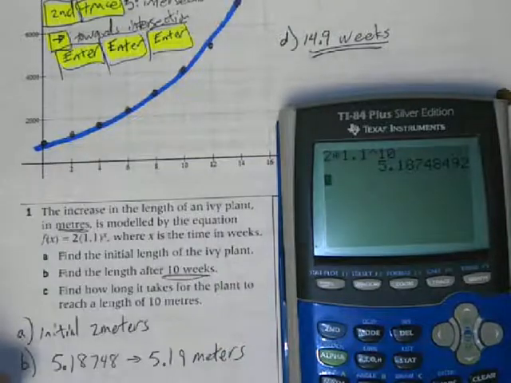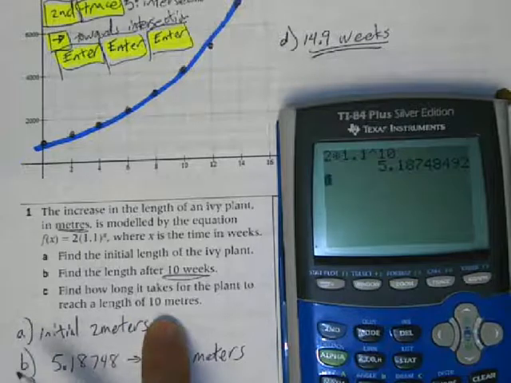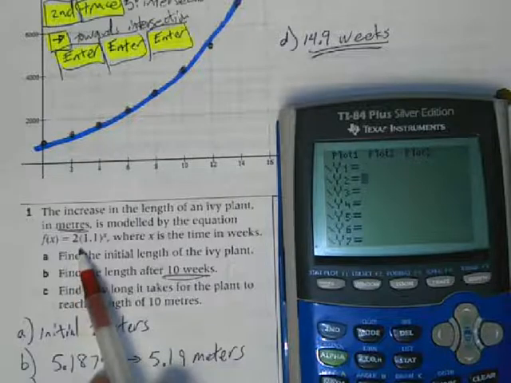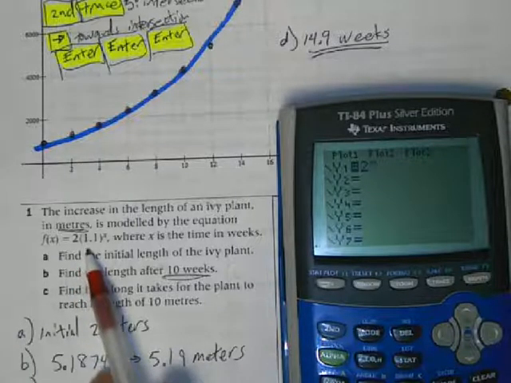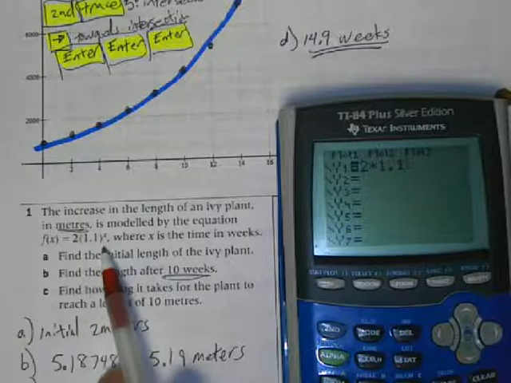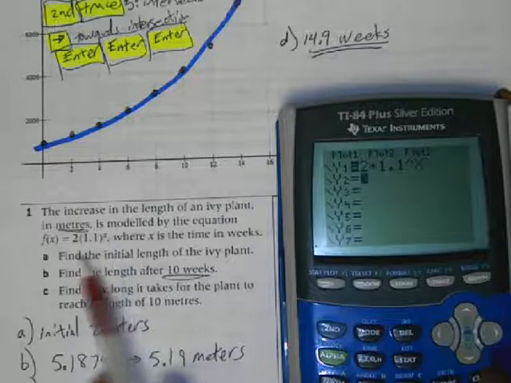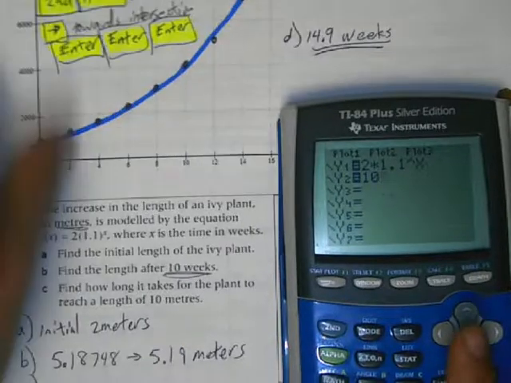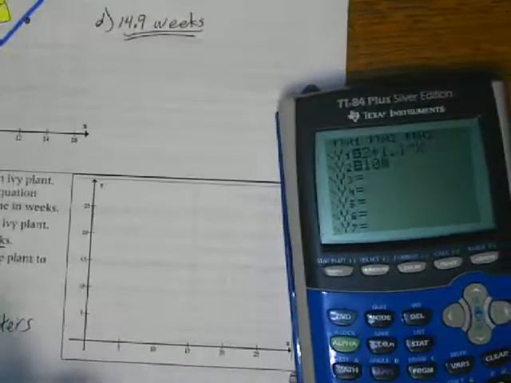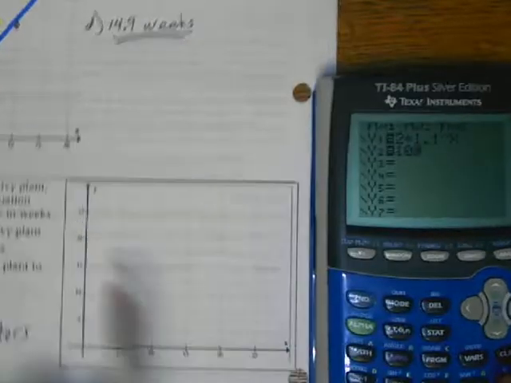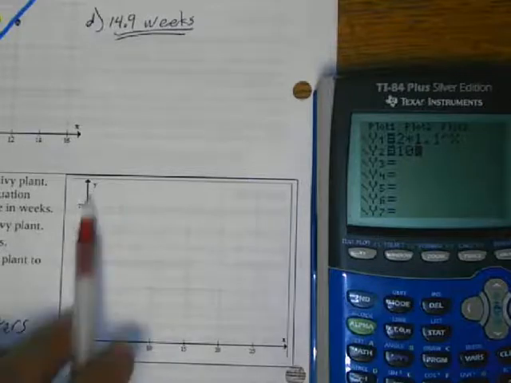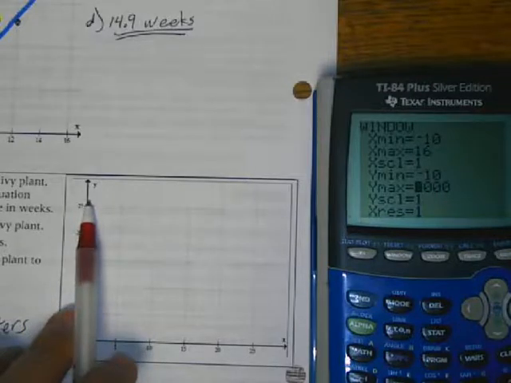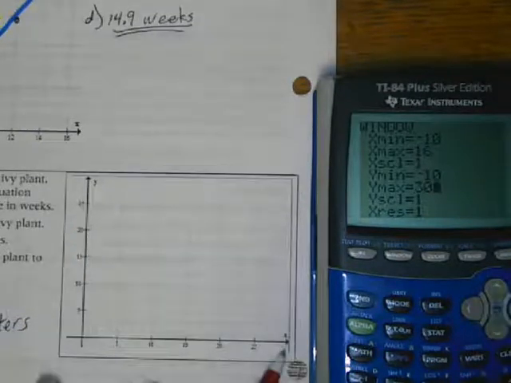And then C, how long will it take for the plant to reach 10 meters? So I'm going to type in my equations. The first equation is going to be 2 times 1.1 to the power of x. The second equation, I'm going to type in 10. Now we need to change our window, our x min and our x max, our y min and our y max. So let's hit window. The y max, I'm going to set that to 30. And the x max, same thing, I'm going to set it to 30.